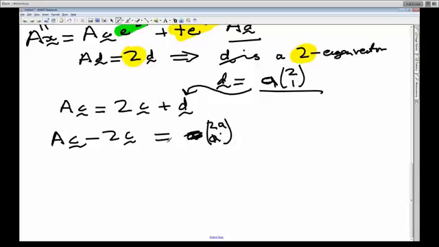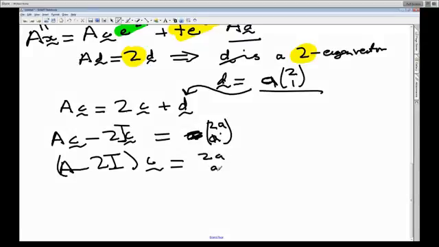So that's what it looks like in general. Now, in order to combine these together, I need to chuck an identity matrix in here to make it match up. So it's A minus 2I times C is equal to our vector over here. This expression here, you actually work out when you're trying to find the 2 eigenvector. They match up for a reason.